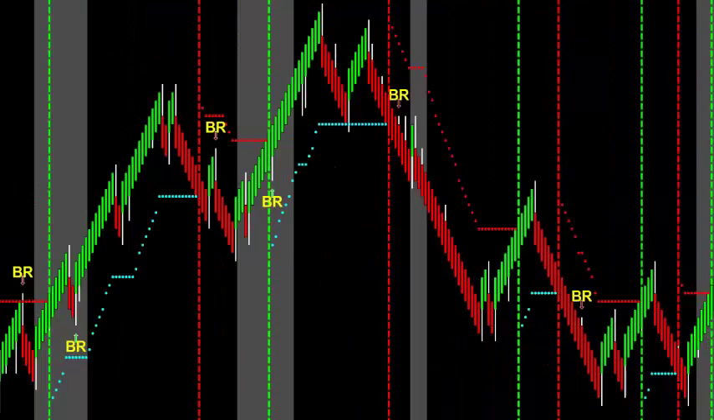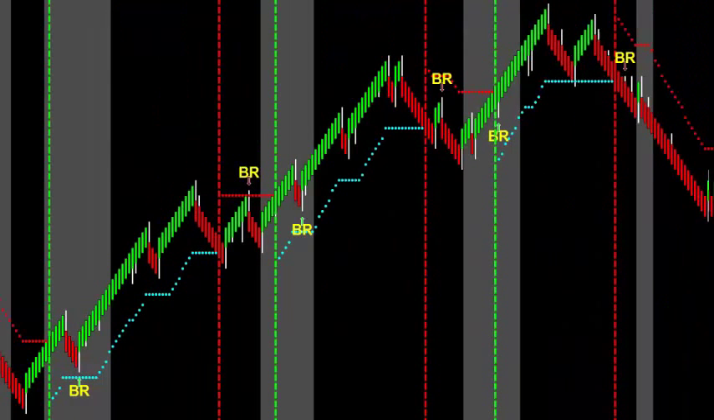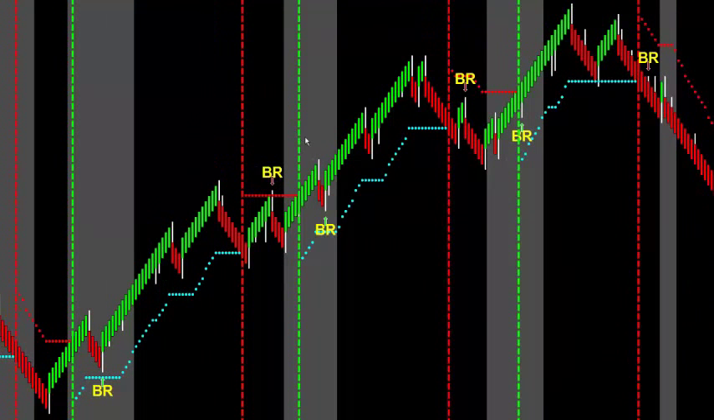But you'll also notice it's a pretty simple system. The red and the green lines do have an audio alert, so they will say signal, crude oil, trend change, or however you set up your alert. And then you just wait for the BR signal.